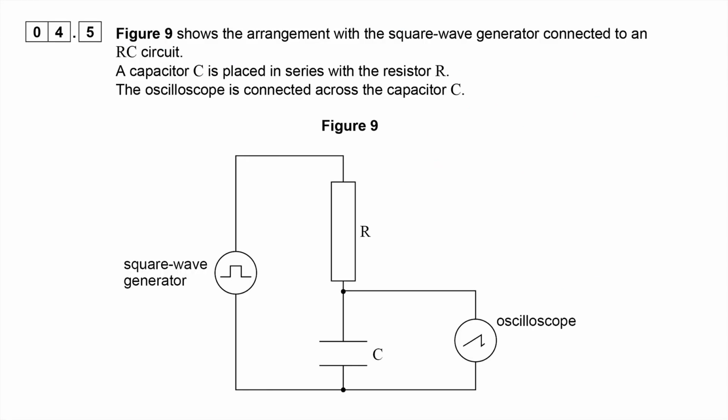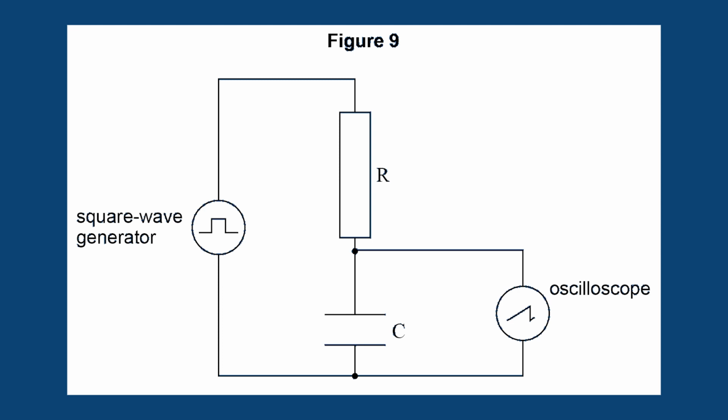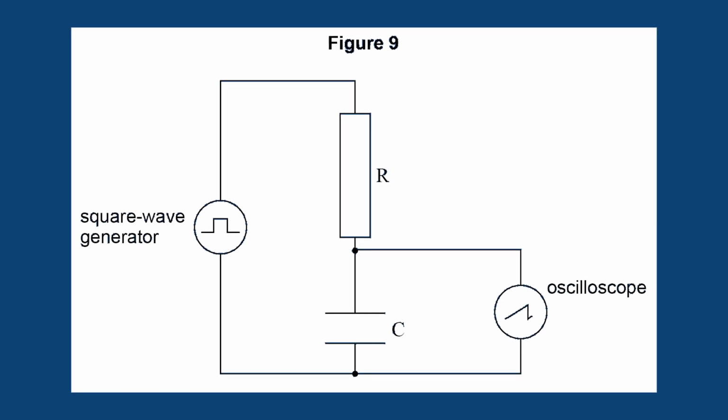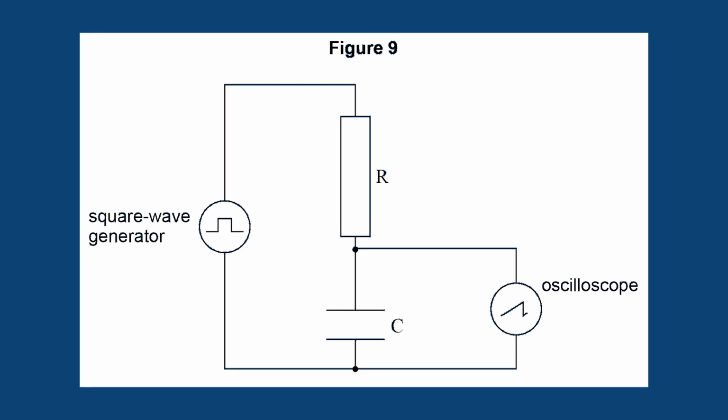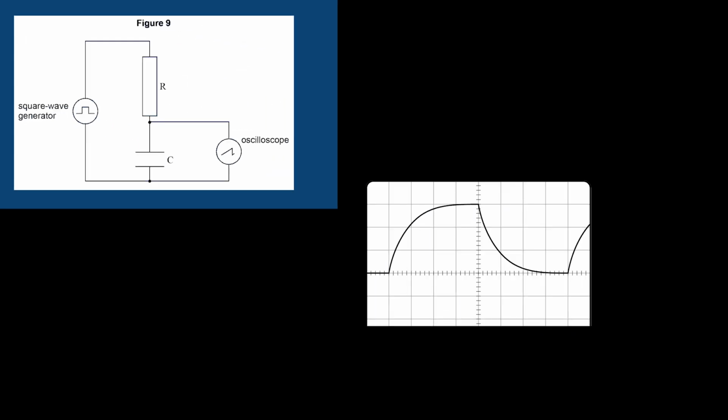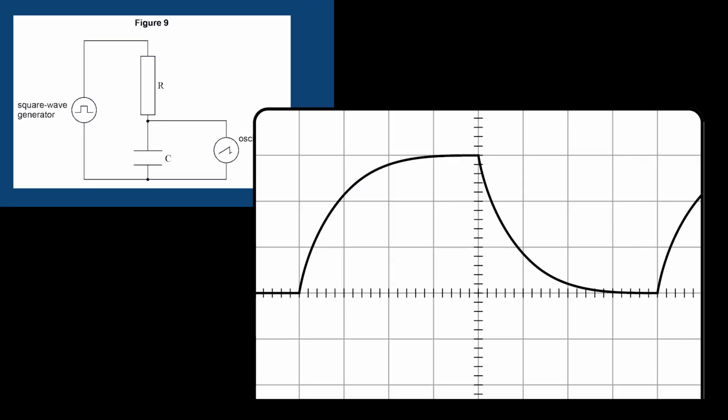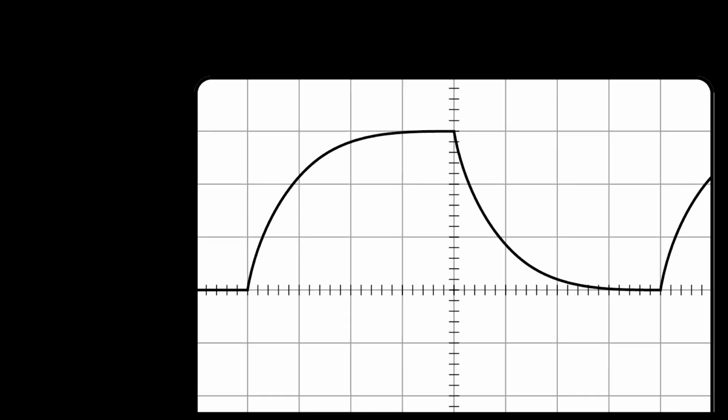The last part of this question is one of those questions where they just take you a bit further than the syllabus and ask you to apply your skills and knowledge. We have a resistor and a capacitor connected in series with a square wave generator, as we saw in the previous question, and we're measuring the voltage across the capacitor. So in this case, the capacitor is charging up and discharging multiple times to produce that rather beautiful wave shape that you can see in figure 10.